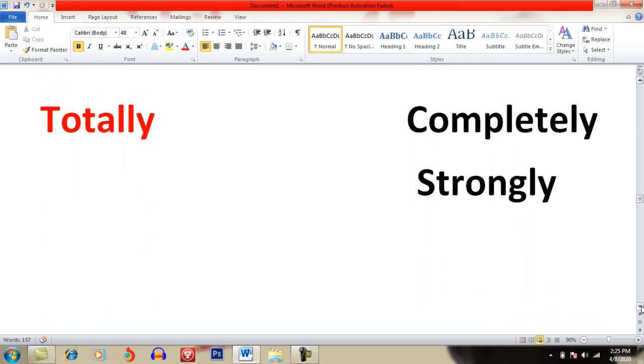"Totally". So instead of "totally", you can just use the word "completely" or "strongly". Most students use "totally" in IELTS writing task 2 introduction. Especially in the introduction, they use the word "totally", like "I totally agree with this opinion". So instead of "totally", you can use "I completely agree" or "I strongly agree with this opinion".